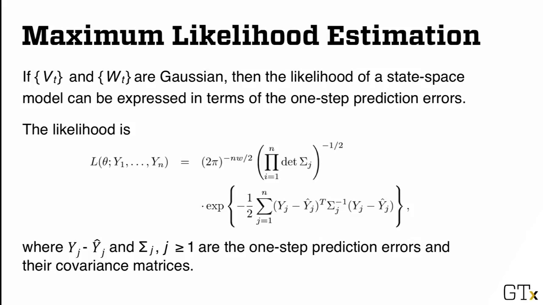Under this assumption, the likelihood of the state space model can be expressed in terms of the one-step prediction errors provided in the previous slide. Note that the one-step prediction of xt gives us the one-step prediction of the time series yt, denoted here yt hat. When estimating the model parameters, the likelihood is a function of the parameters given the observed data, the time series y in this model.